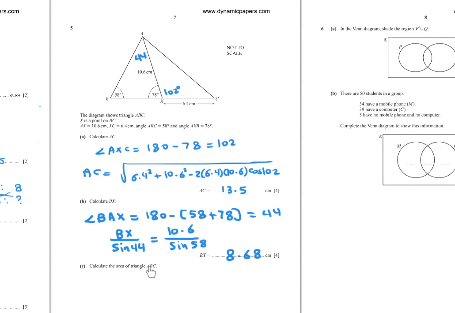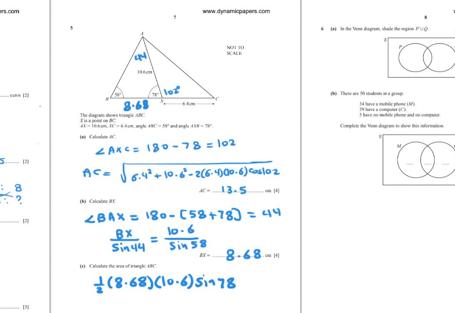Now C, calculate the area of triangle ABC. We can find the area for this triangle plus the area of that triangle. For the area of triangle ABX, now we found BX is 8.68. So for this triangle, we have two sides and the included angle, so we can find the area. Half times 8.68 times 10.6 sine the included angle, which is 78.